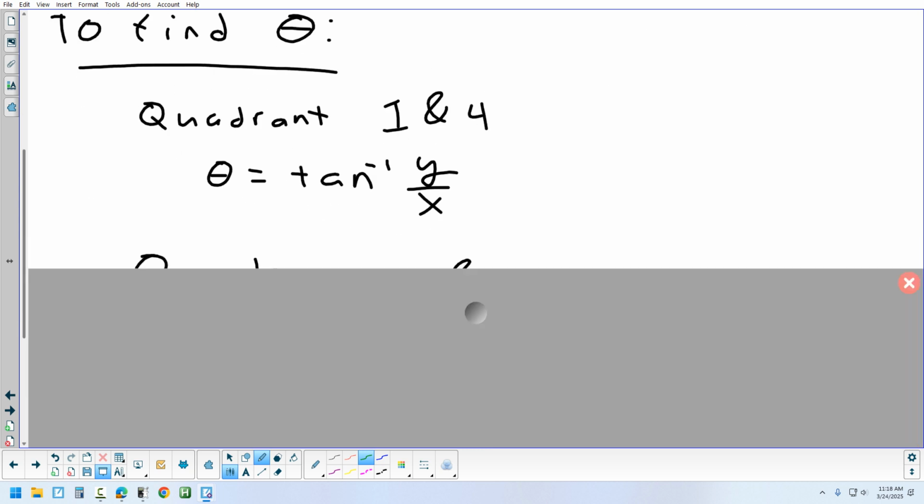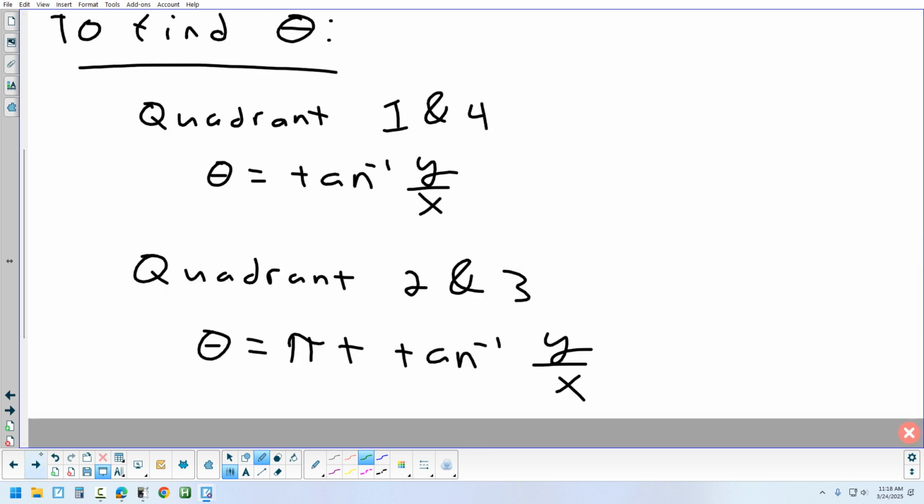Okay, quadrants 2 and 3. You can still do inverse tangent, but then you have to shift those answers over to the other half. And to do that, we add pi if you're working in radians, or 180 if you're working in degrees. Now, that still doesn't cover everywhere that an angle could be. You've got quadrants 1, 2, 3, and 4 covered.